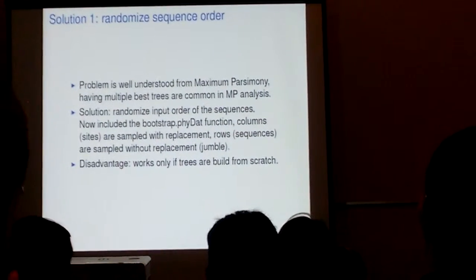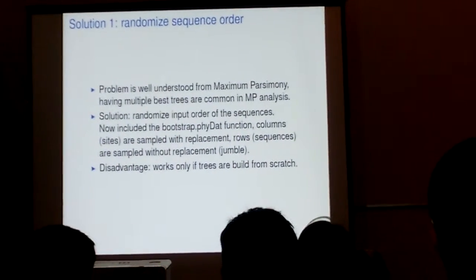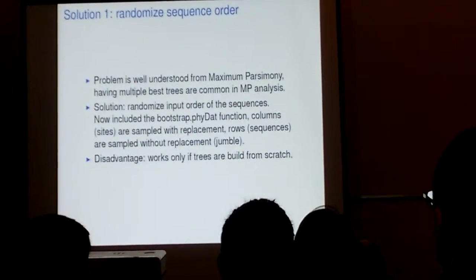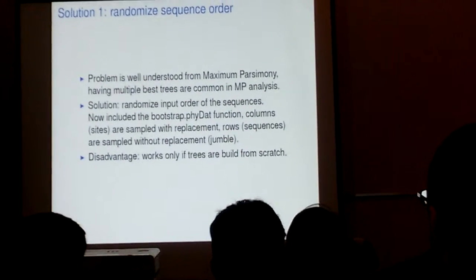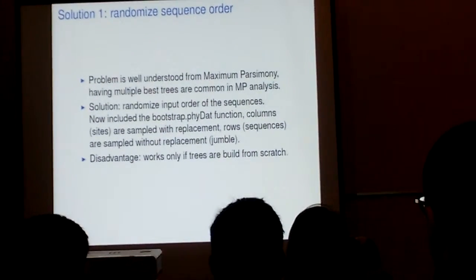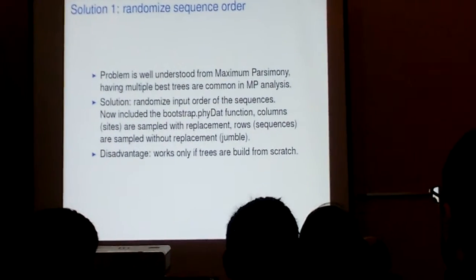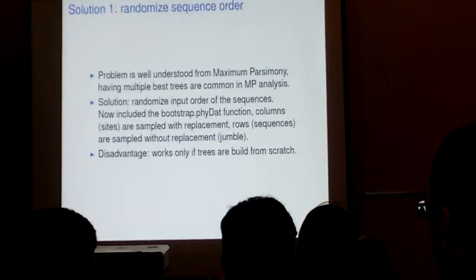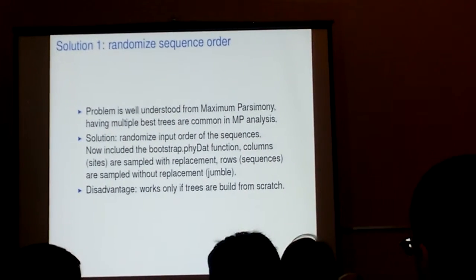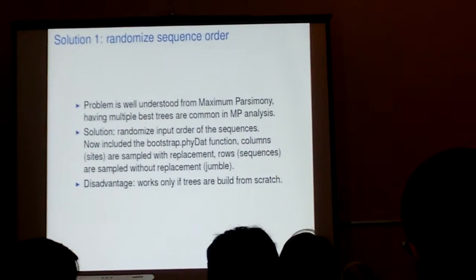So the problem is actually very old, and in maximum parsimony it was very common that you can have multiple optima, and one of the solutions is just to randomize the input taxa. So in my software I included this: I'm bootstrapping the data, sampling the columns with replacement, and I'm sampling the sequences without replacement. I think Felsenstein called this jumble. It works very well. The only disadvantage is that each time you do a bootstrap sample, you need to start with a different tree from scratch, because otherwise it may not really randomize all these sequences nicely.